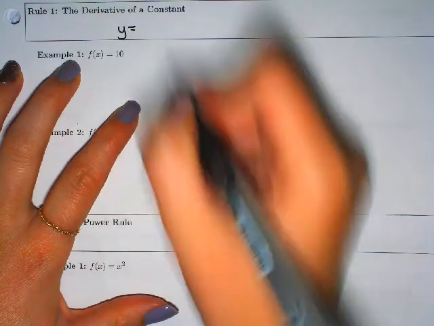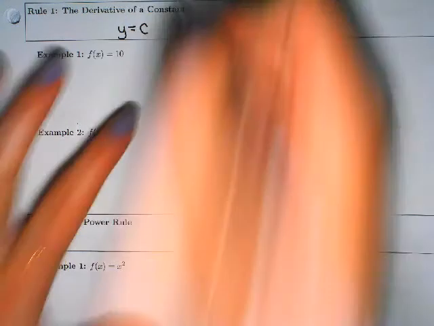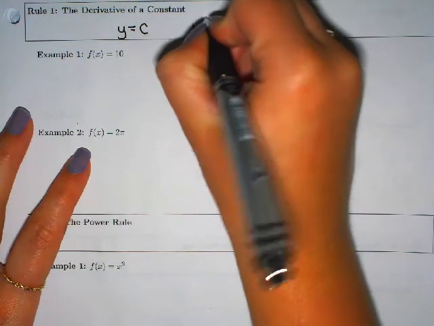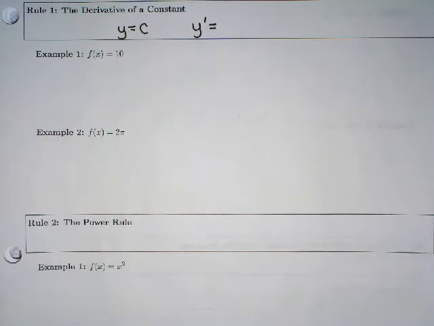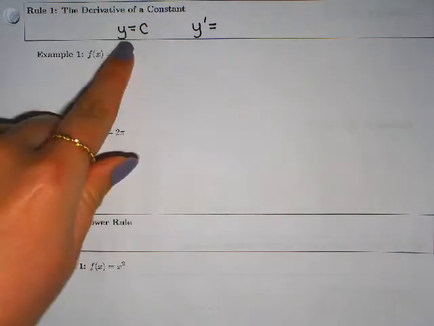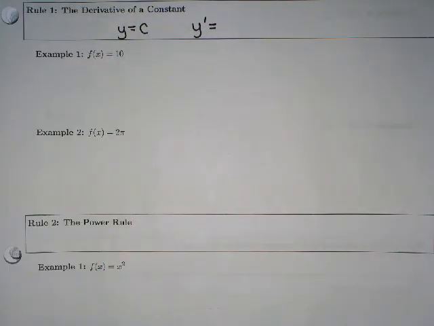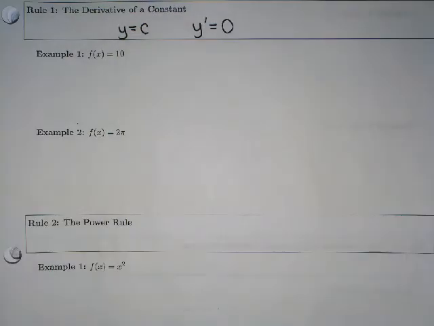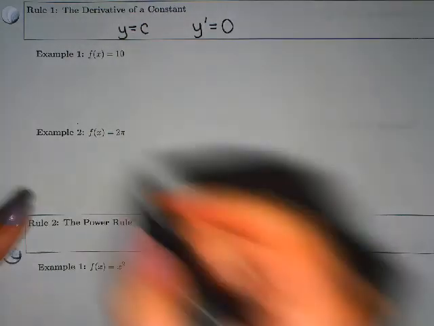So first thing is the derivative of a constant. So if your original function is just y equals c, it's just some number. The derivative of that, y prime, remember the prime symbol means the derivative, so if the original is y equals c, the derivative of every single constant is 0. Okay?